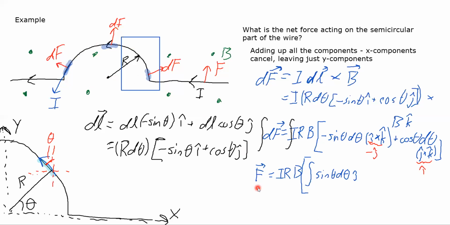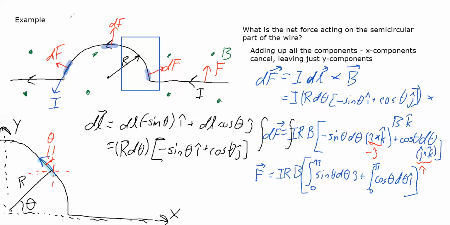Okay, so I'm going to put 0 to pi here. That's my limits, and then same thing for the other term, integral 0 to pi, and this would be cosine theta d theta i hat. Okay, so pretty simple integration, right? Integral of cosine theta, integral of sine theta. We know how to do those.